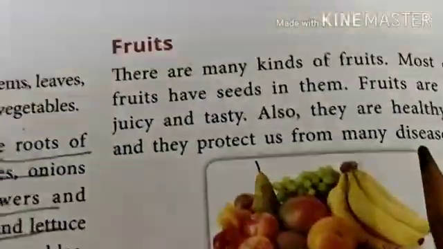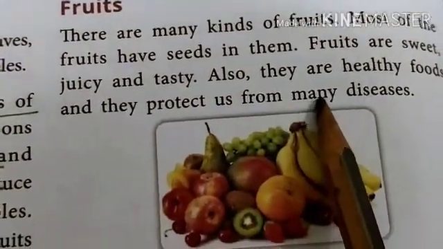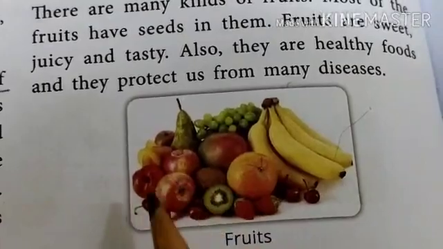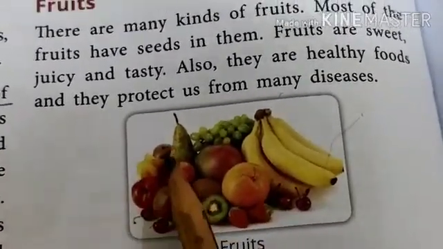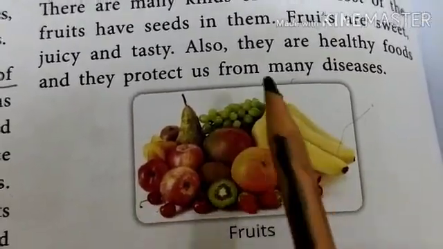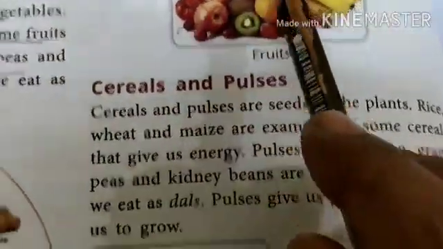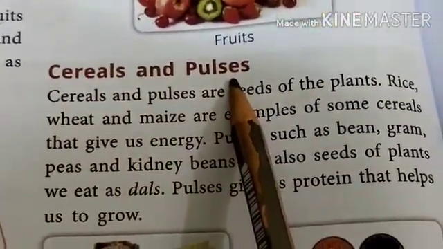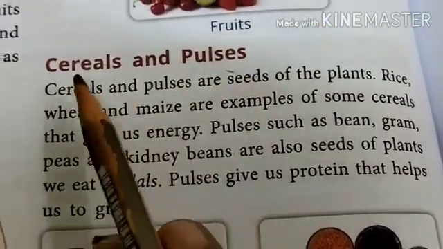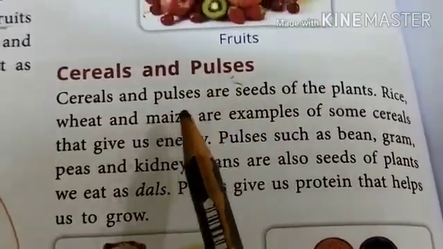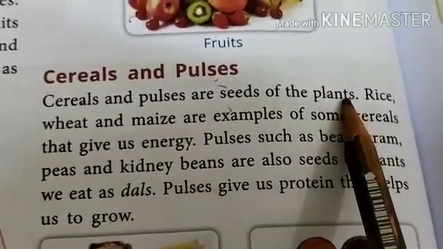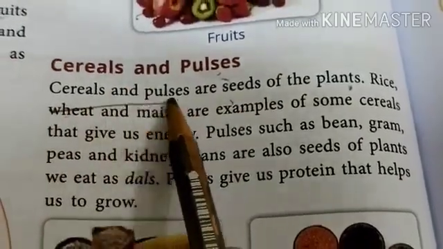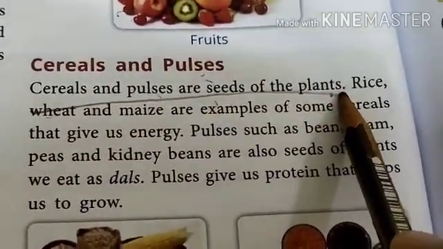Then plants also give us fruits like the banana, apple, grapes, papaya, mango, orange. All the fruits come from the plants. Then plants also give us cereals and pulses. The daily diet of the vegetarians is the cereals and pulses. So from where do they come? They come from the plants. And what are cereals and pulses? Cereals and pulses are the seeds of the plants.